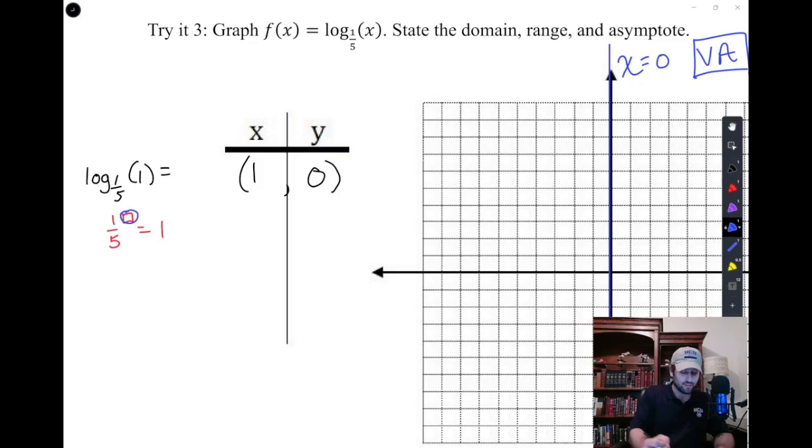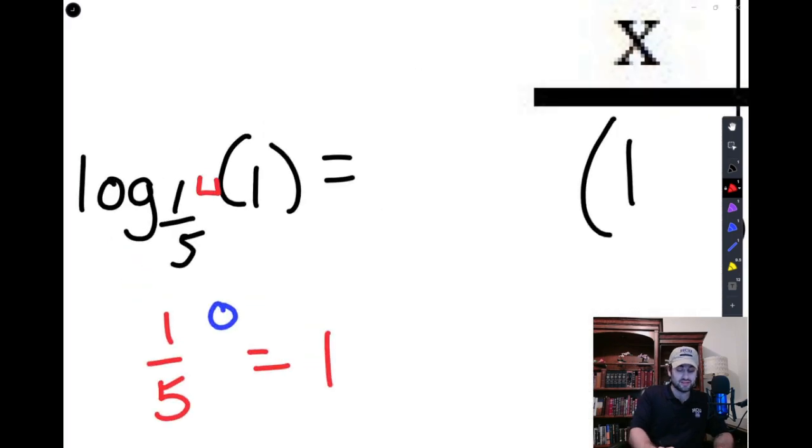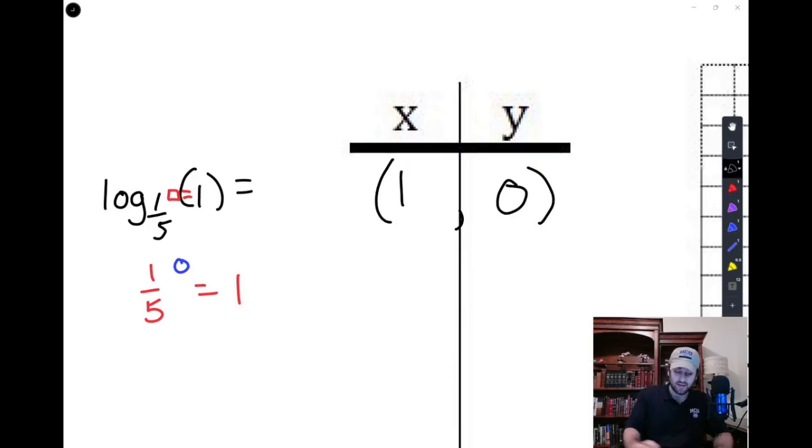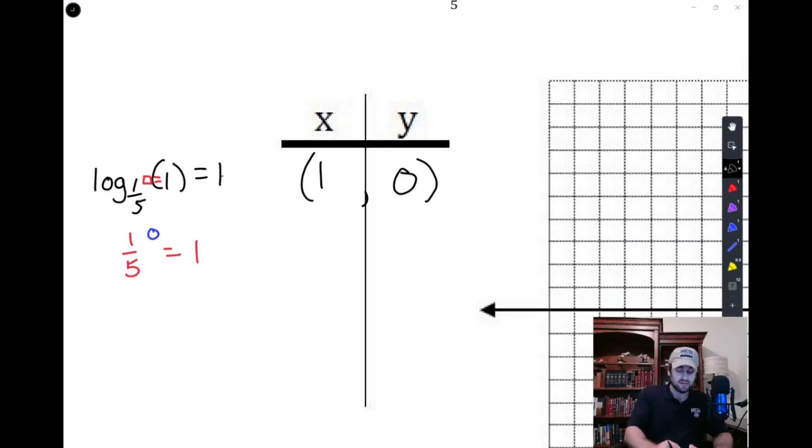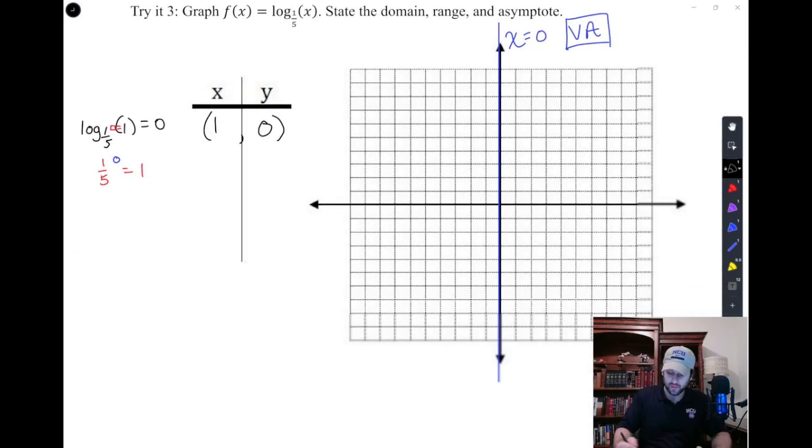And so we need a 0 up there. 1/5 to the 0 equals 1. Remember that little trick from the last video I showed you? You can just think about this as 1/5 to the what equals 1 would be the answer of that logarithmic equation. And so the log base 1/5 of 1 equals 0. And we plot the point (1, 0). So far, so good. We're on one side of our asymptote.